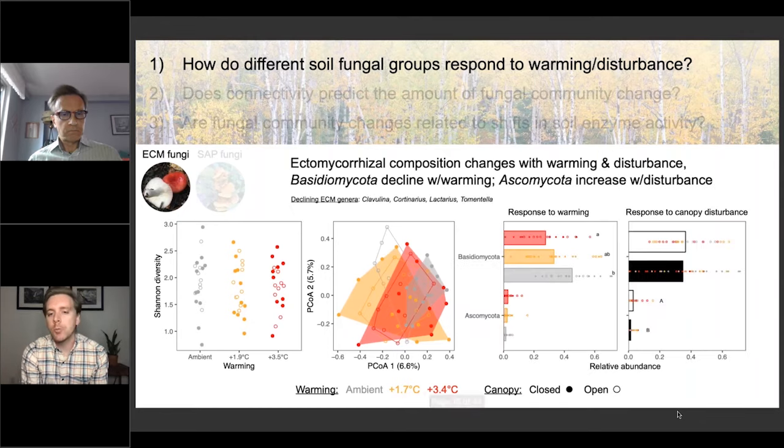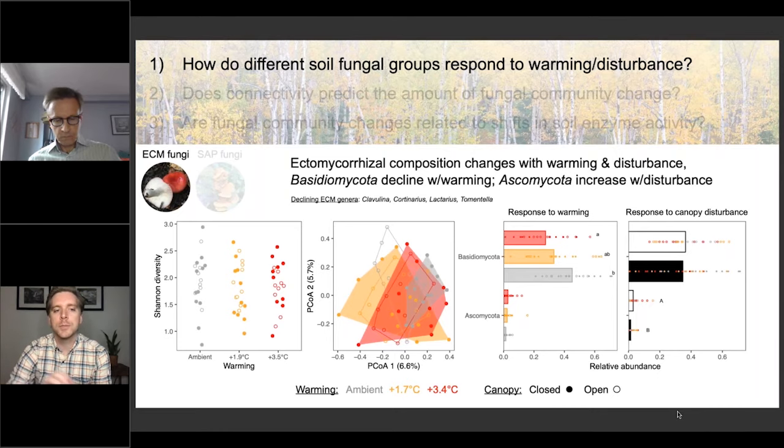And when we look at how relative abundance of different ectomycorrhizal phyla change, we find a pretty strong decline in Basidiomycota, which include ectomycorrhizal genera like Clavulina, Cortinarius, Lactarius, and Tomentella. And Ascomycota slightly increased with the canopy disturbance. So we see these different phyla-level responses to the two different treatments. And there were no interactive effects at the phyla level here.